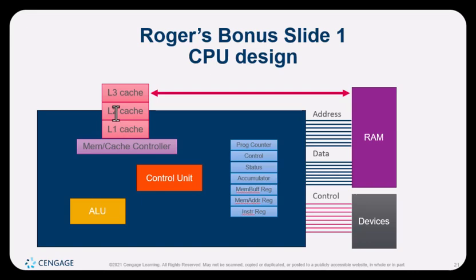L2 cache is a little bit larger, L3 cache is a little bit larger, and then of course RAM is the largest yet. Why don't we just make them all large? Well, because cache is extremely expensive, because it's extremely high speed memory. So we have to make some predictions, and the controller does that.